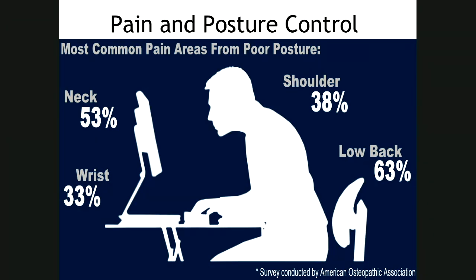No questions. Okay. So this is just a survey that was conducted by the American Osteopathic Association. I don't expect you to know the percentages here, but it shows the most common areas where patients complain of pain due to poor posture. So we have 33% at the wrist, 53% at the neck because of that forward head, 38% at the shoulder because we're going into that rounded shoulder posture, and 63% is low back. So you see the highest is going to be our low back.